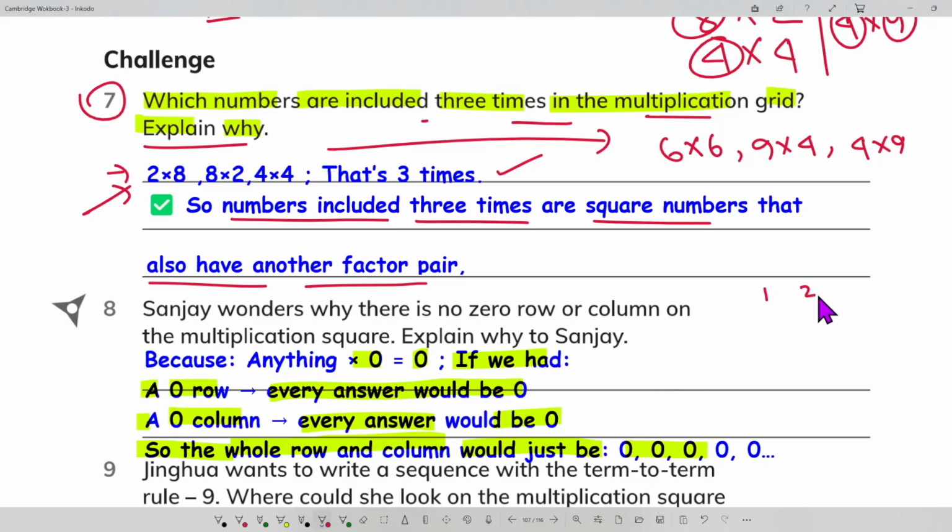Suppose here is 1, 2, 3, 4, 5, and if you use the 5 times table, it will be 5, 10, 15, 20, 25. But with 0, it will be 0. Similarly, if here is a 0, everything will be 0, right? So if you multiply anything by 0, it will be 0. That's why in the multiplication table we cannot see 0.